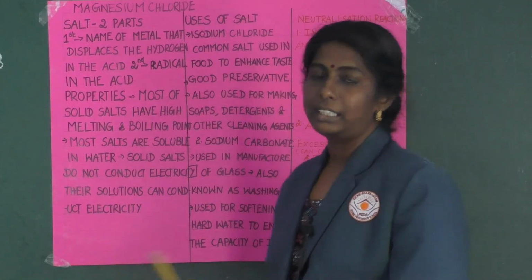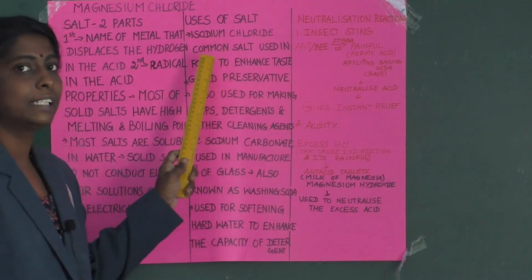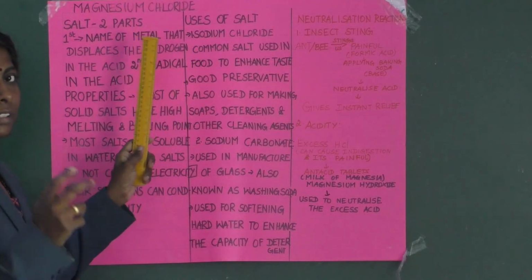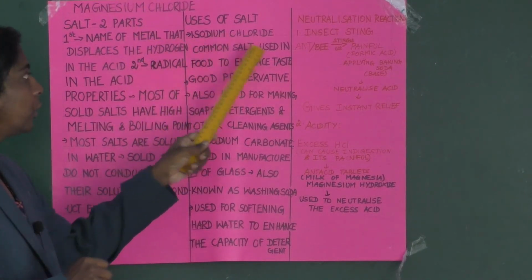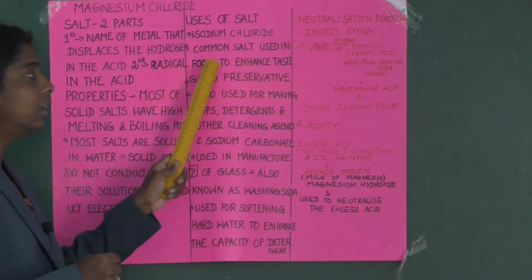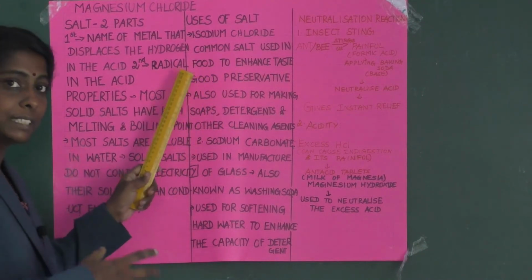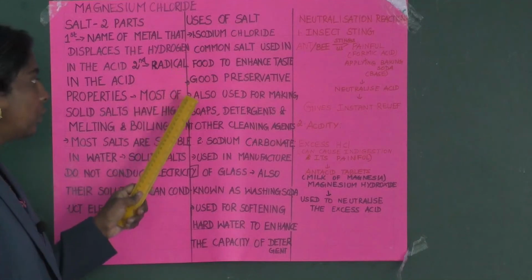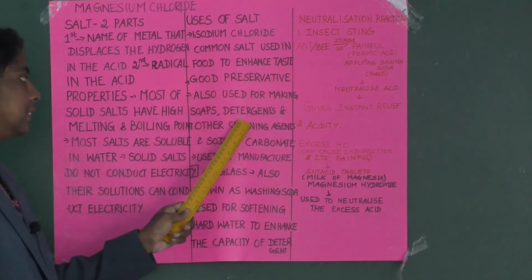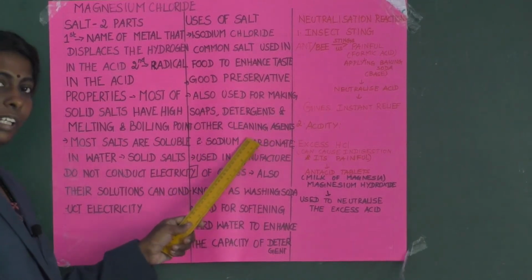Clear, children? Yes. Now, uses of salt. The first salt is sodium chloride. It's a common salt. It is used in food to enhance taste. It is basically a good preservative. It is also used for making soaps, detergents and other cleaning agents. Clear, children? Yes.